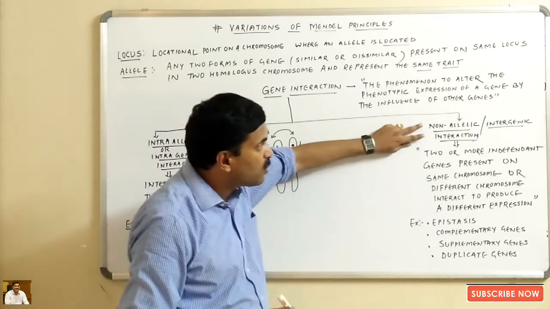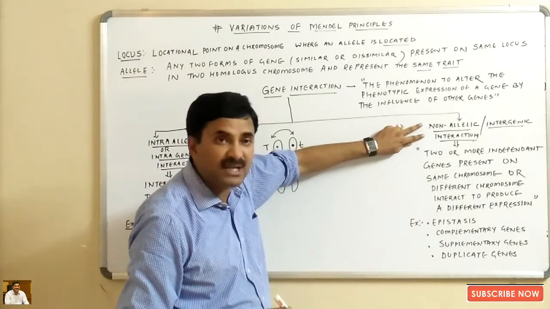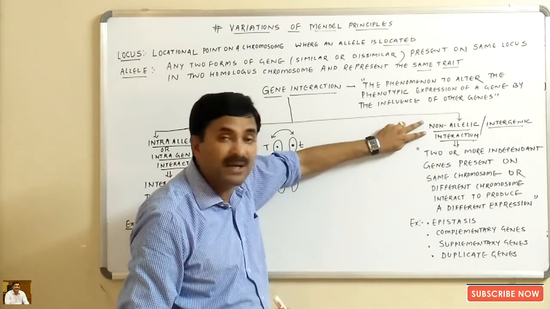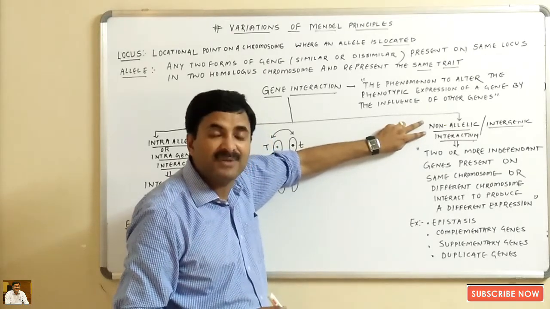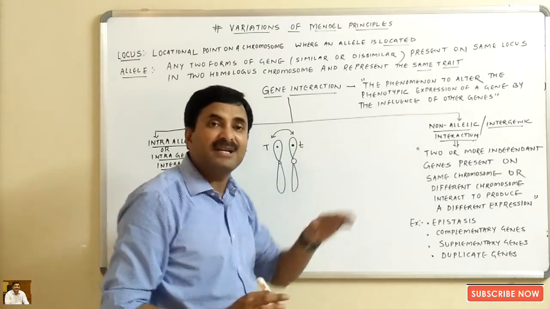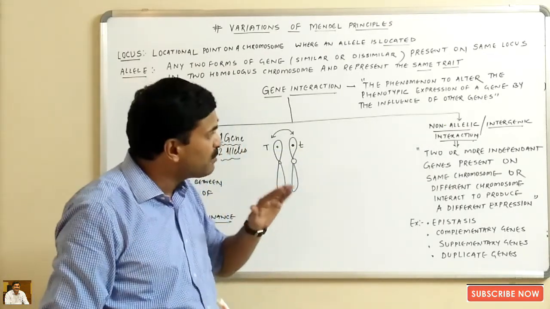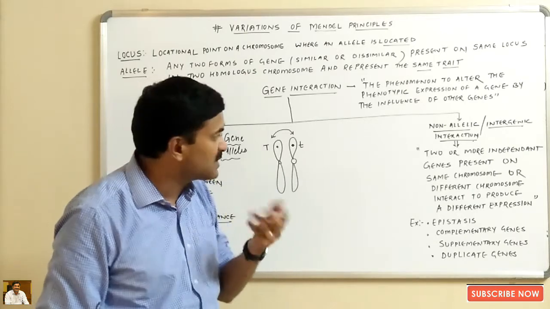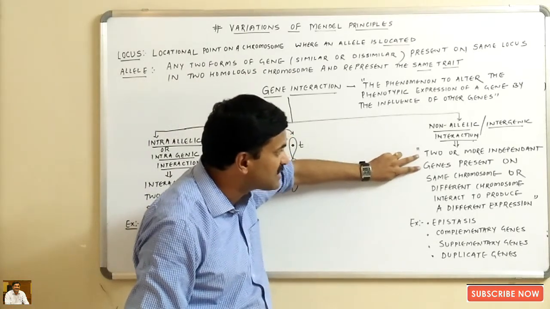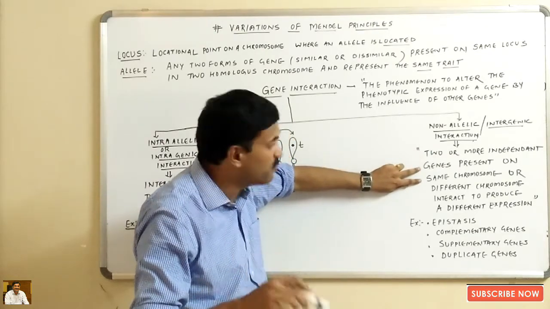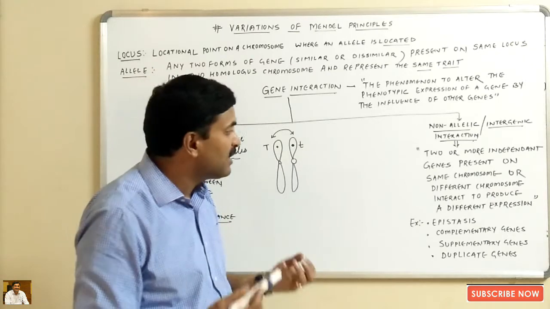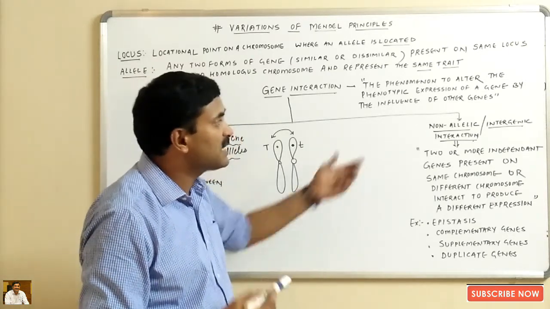Now have a look here. What is intergenic interaction? Intergenic interaction is a non-allelic interaction. It means here the interaction will not happen between the allelic genes. The interaction will happen between two different genes. So two or more independent genes, present on the same chromosome or different chromosomes, interact to produce a different phenotypic expression, which is called what?